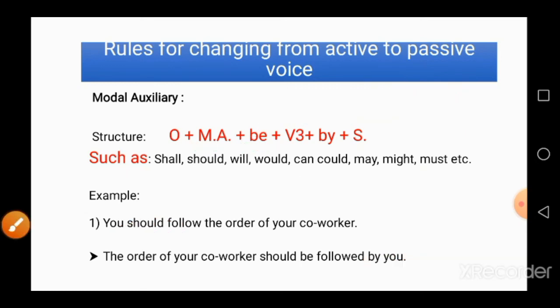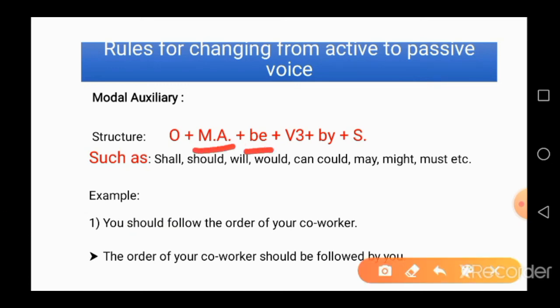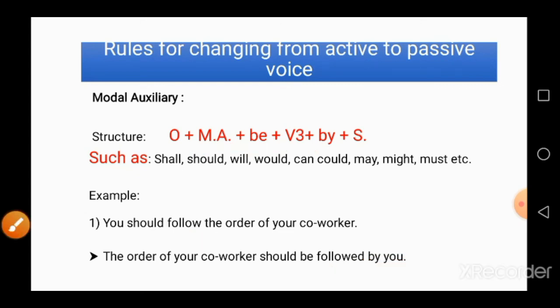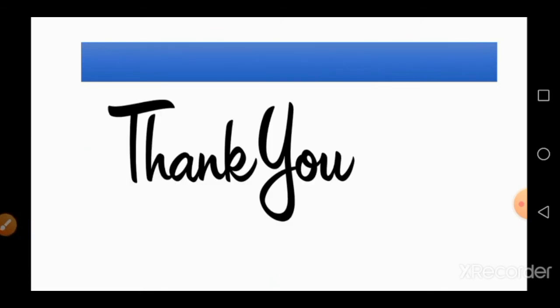Okay. Have you understood modal auxiliary passive voice? Here we take modal auxiliary plus be plus V3 when we make the passive voice of a sentence like should plus have, and the passive voice is should plus have been plus V3. Okay. So, this is the passive voice of modal auxiliary sentences.